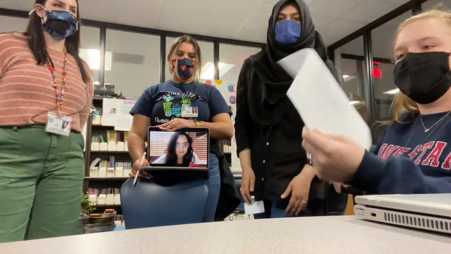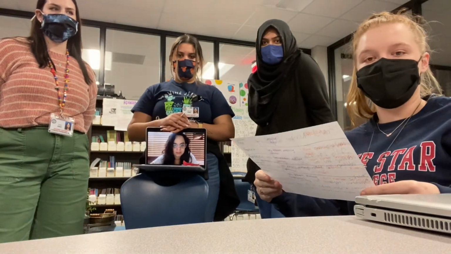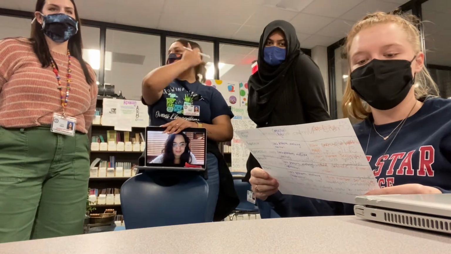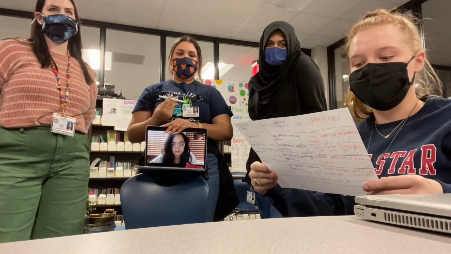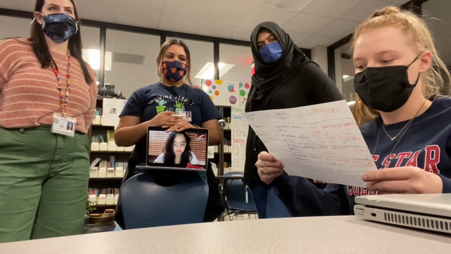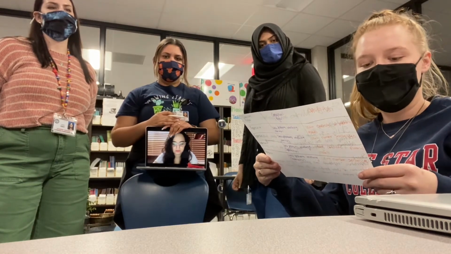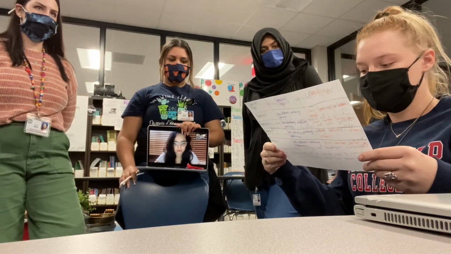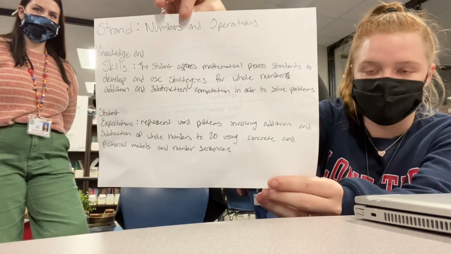Okay. And then as far as breaking down the strand, the knowledge and skills, and the student expectations, the way that we did that is for the strand, we put numbers and operations. For the knowledge and skill, we put the student applies mathematical process standards to develop and use strategies for whole number addition and subtraction computation in order to solve problems. And the student expectations is represent word problems involving addition and subtraction of whole numbers up to 20 using concrete and pictorial models and number sentences. And we will also scan and send this part 2 as well.